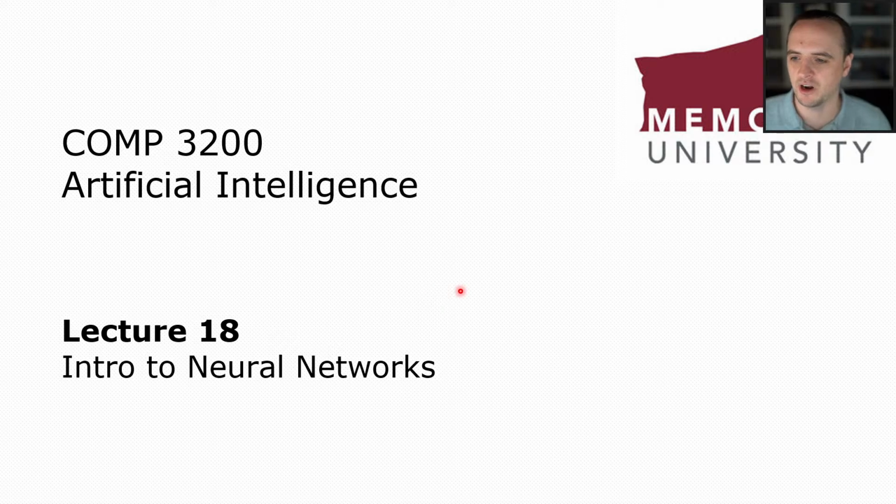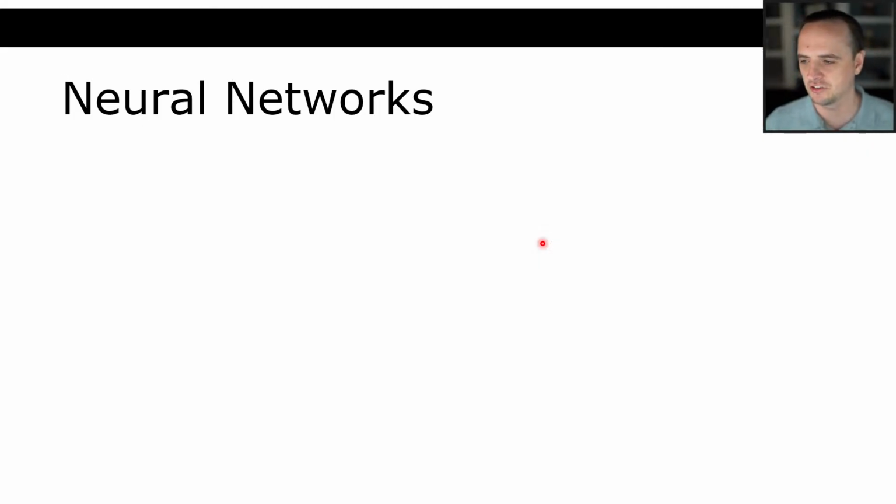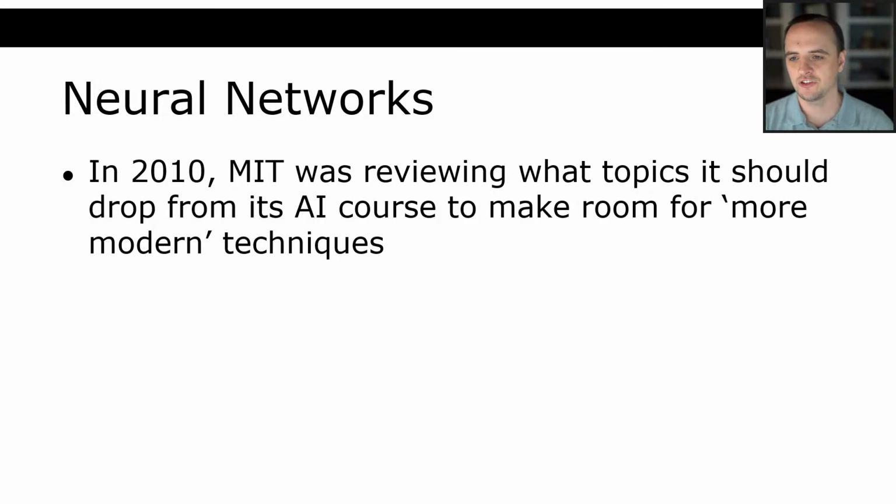All right, so lecture number 18, Intro to Neural Networks. A little bit of a funny anecdote before we get into what neural nets are. In 2010, MIT, the famous school, were reviewing which topics they should drop from their AI course in order to make room for more modern techniques. Because believe it or not, there's a lot of techniques that people have used over the years for AI that have not really amounted to much. And so they're there for historical reasons only.